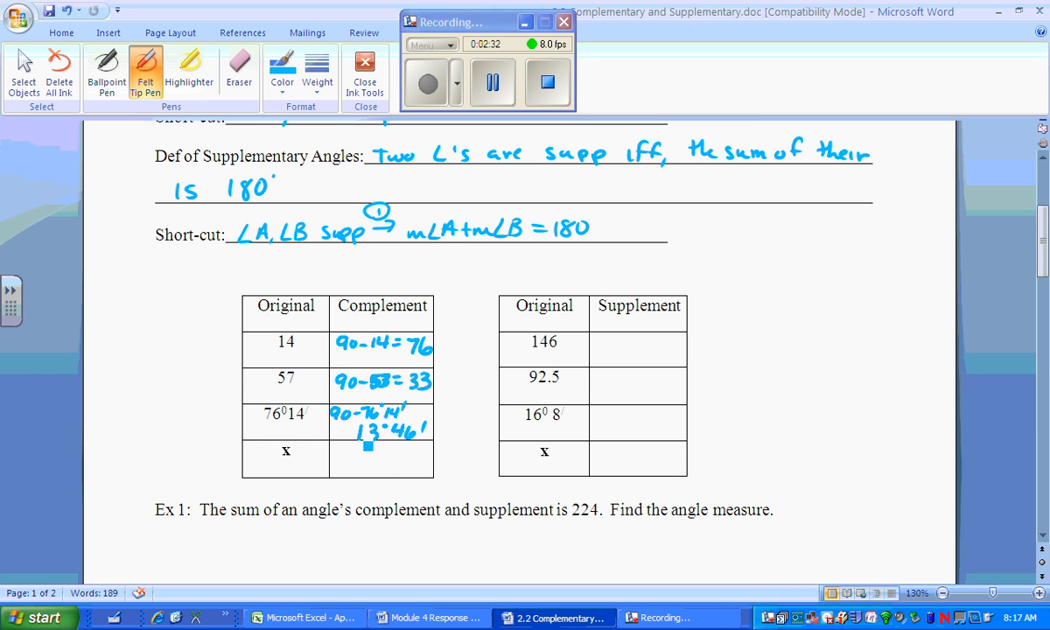And for x, if you follow that process, the complement is 90 minus x. This is something that we're going to be using over and over again, so it's important, so highlight it. The complement to the original angle is going to be 90 minus x.